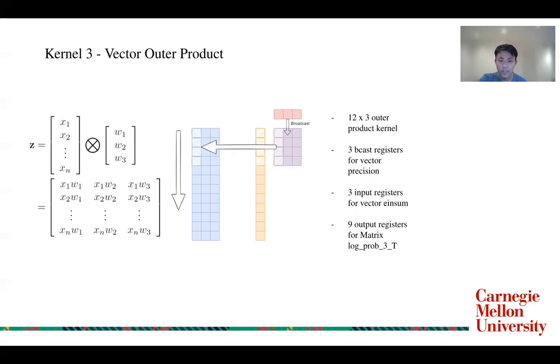Considering the limit of register numbers and latency of SIMD multiplication, each iteration in the kernel contains 9 independent SIMD multiplications, which will use 3 registers for vector precession, 3 registers for vector Einstein sum, and 9 registers for storing the result. It will fulfill the pipeline and does not use up all the SIMD registers. As a result, the performance of this outer product kernel is about 30 times faster than pure Python. And the last kernel will be explained by Jiajun.